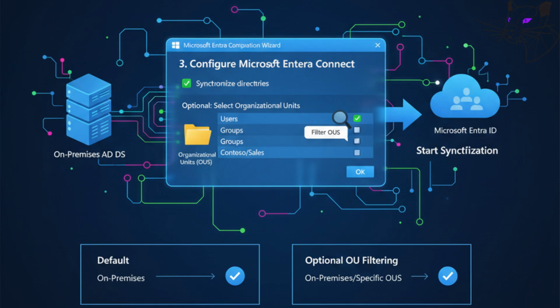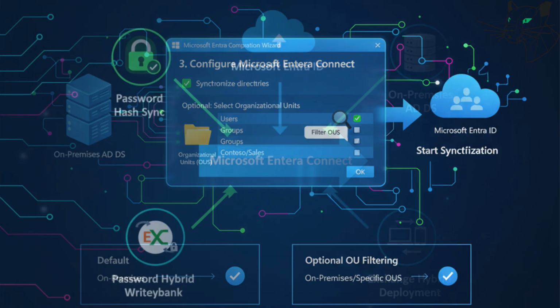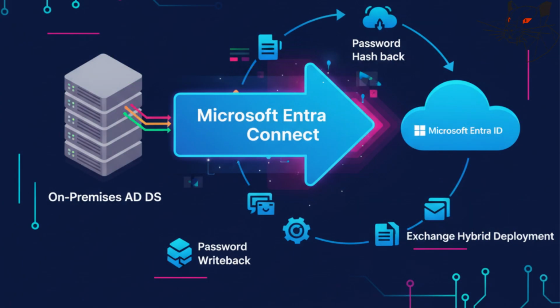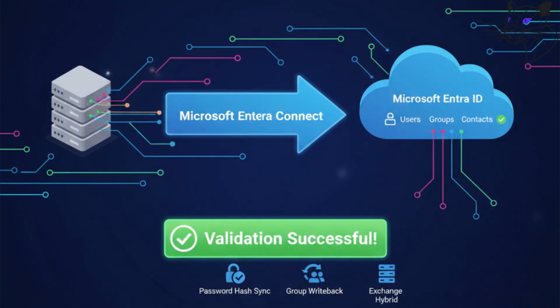Optionally, you can configure Microsoft Entra Connect to synchronize specific OUs in the on-premises ADDS environment. 4. Enable optional features such as password hash sync, password writeback, and Exchange hybrid deployment. 5. Run Microsoft Entra Connect and let it configure the environment for directory synchronization. 6. Validate the synchronization results. After you set up Microsoft Entra Connect and perform the initial synchronization, you can reconfigure synchronization options if needed.